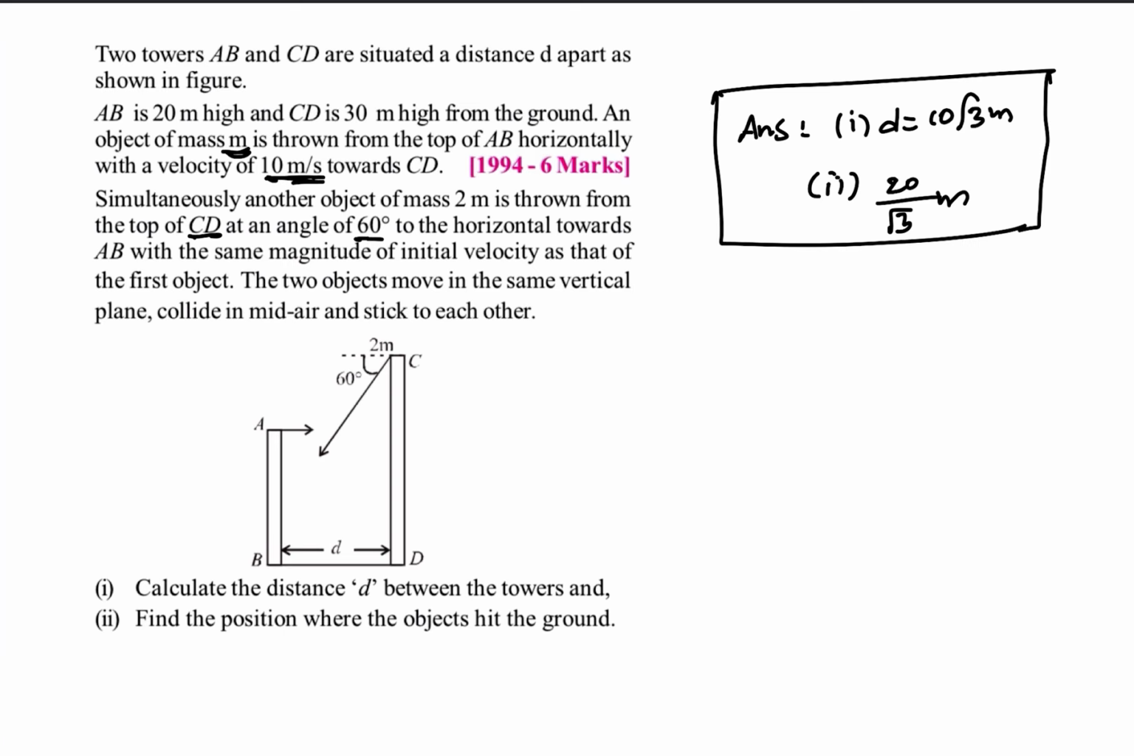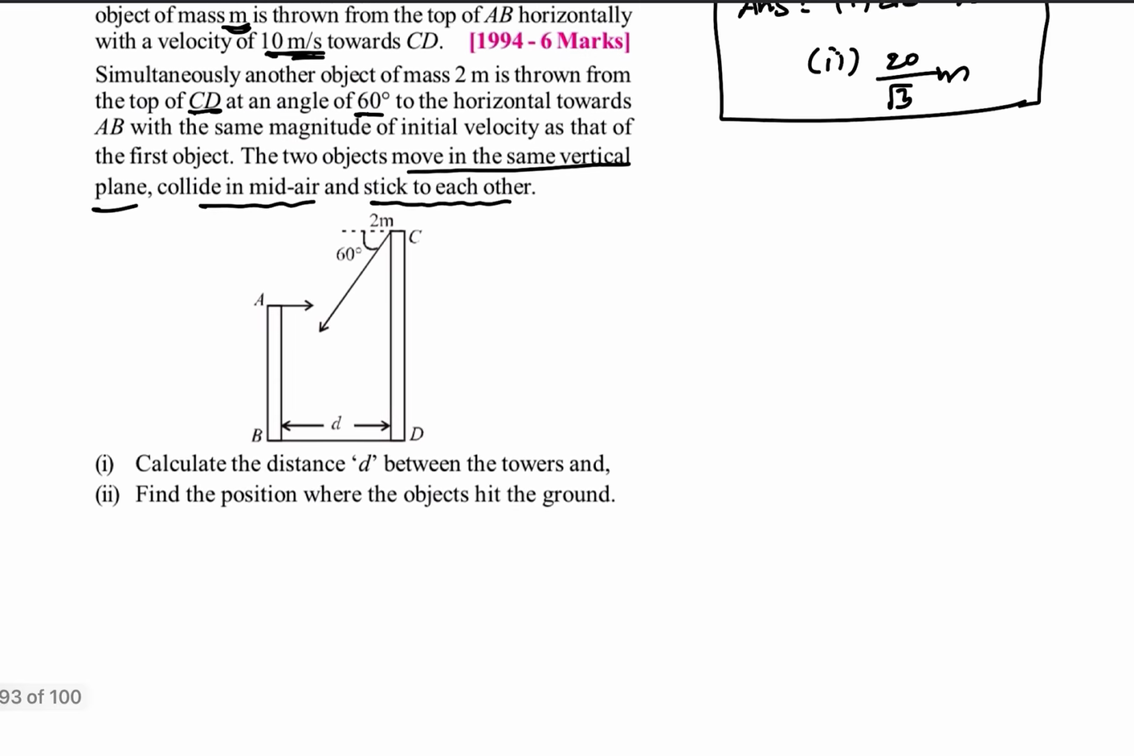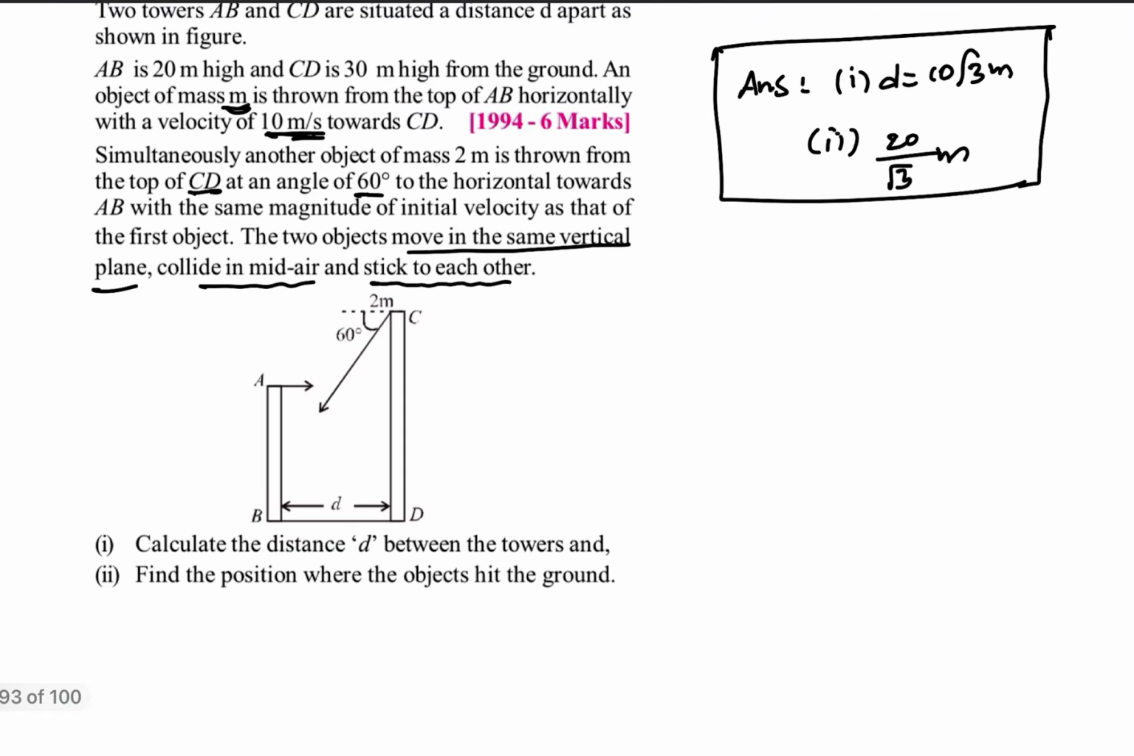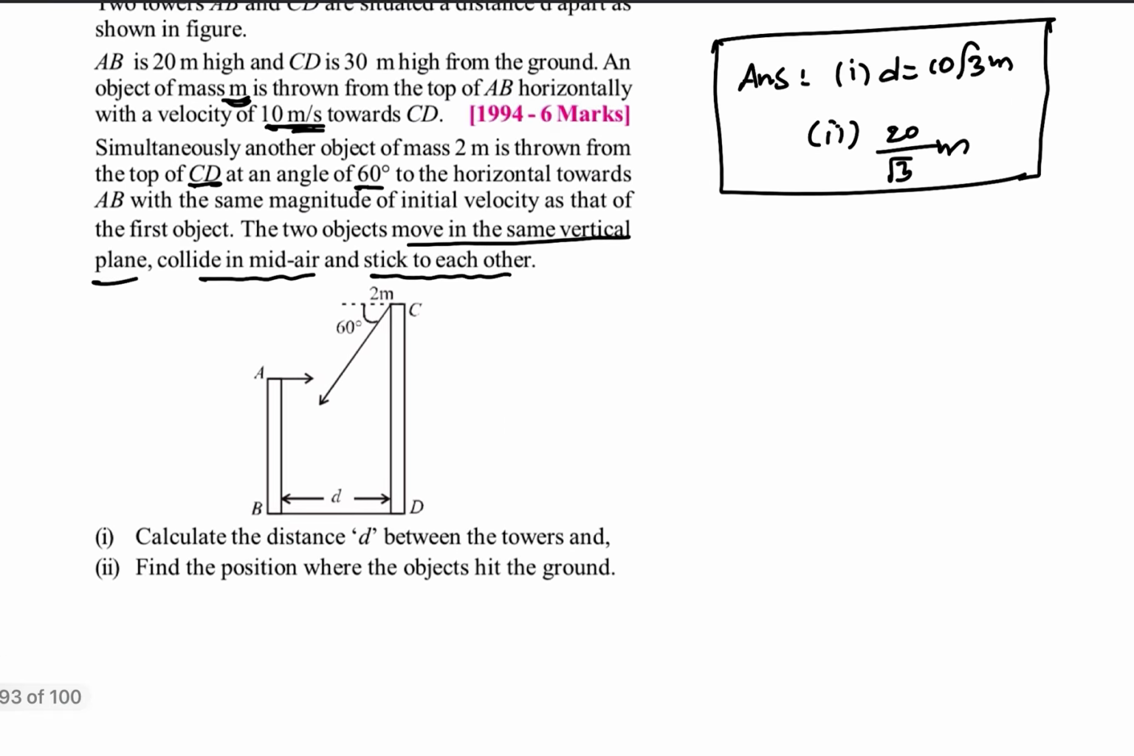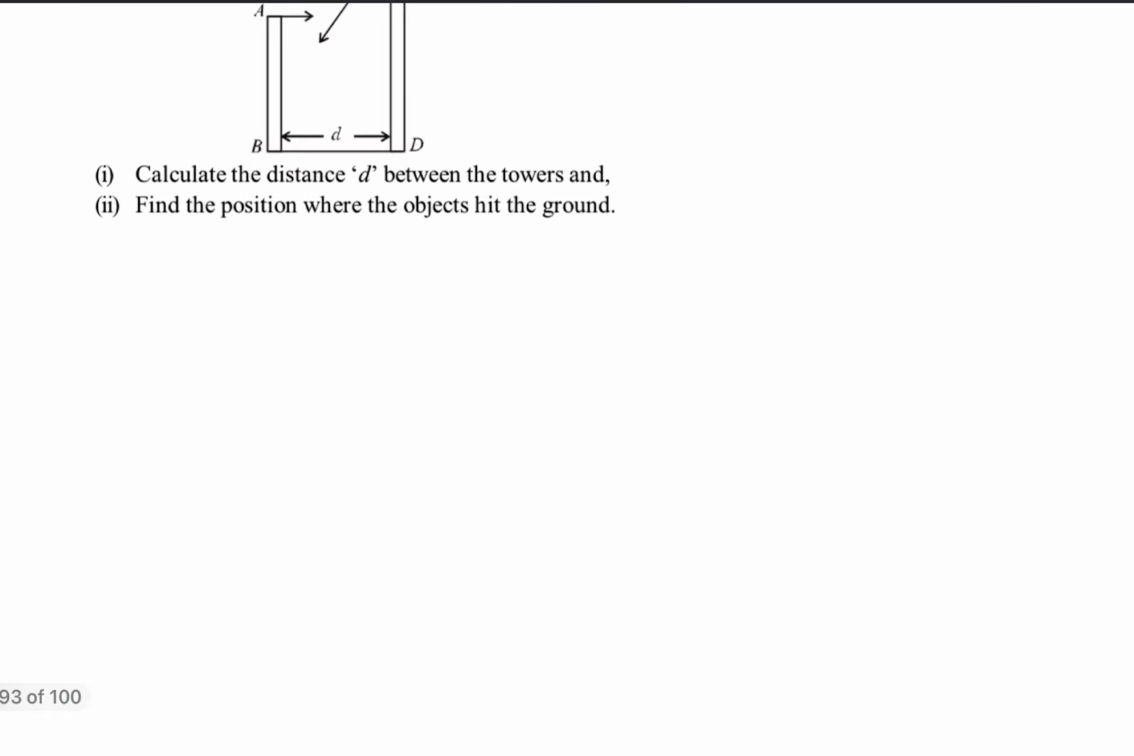Same magnitude means whatever initial projection speed of 10 meters per second is there, now the same value, towards the AB, with the same magnitude of initial velocity as that of the first object. The two objects move in the same vertical plane, collide in midair and stick to each other. Calculate the distance between the towers. Find the position where the object hits the ground.